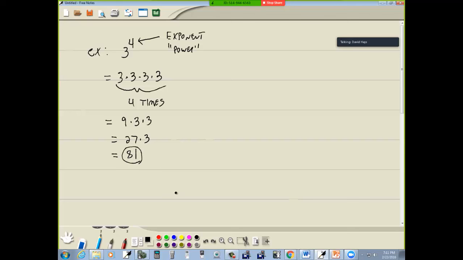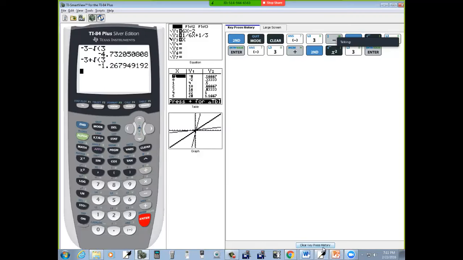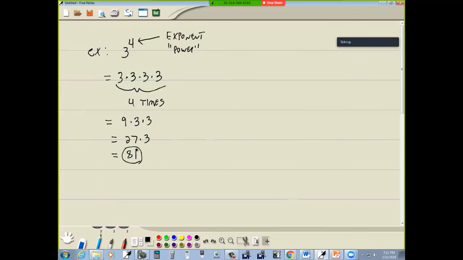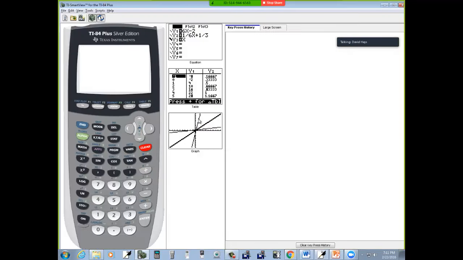Now, if you have a TI-83 or TI-84 calculator, I noticed the e-book mentions it in a few places. To do an exponent, if I want to do 3 to the 4th power, you press your 3, and then you press your caret, and you see the buttons light up when I push them. That's the caret, and then 4, and then press enter. And that gives you your 81.